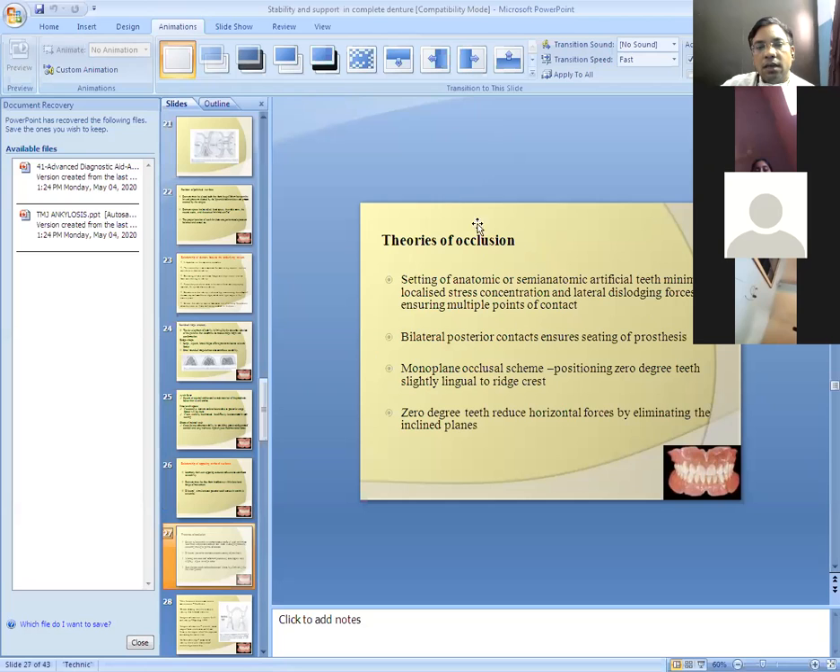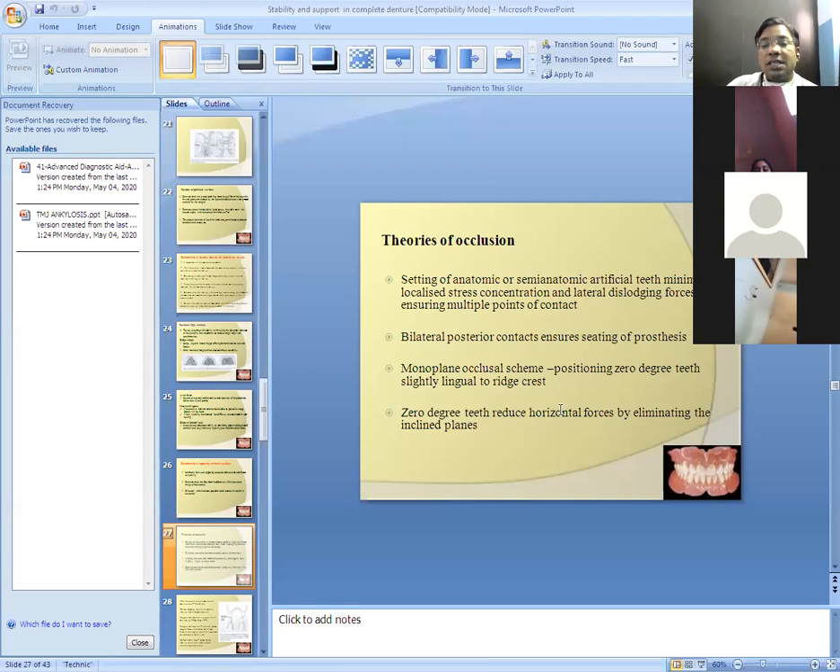Again, occlusion. What does the occlusion theory state? Bilateral posterior contact ensures stability of the prosthesis. Your denture teeth arrangement should be bilaterally balanced. In a denture patient, if balancing is there, then stability is there. Bilateral balance means simultaneous contact of anterior and posterior, left lateral and right lateral. It should be simultaneous contact of the opposing arches, maxillary and mandibular, anterior and posterior, left and right. So it should be in bilateral balance. Then the denture will be stable.